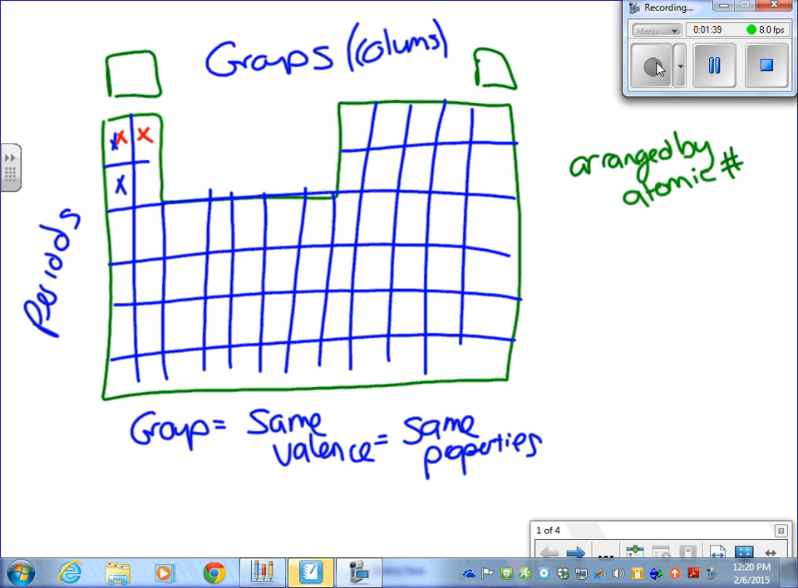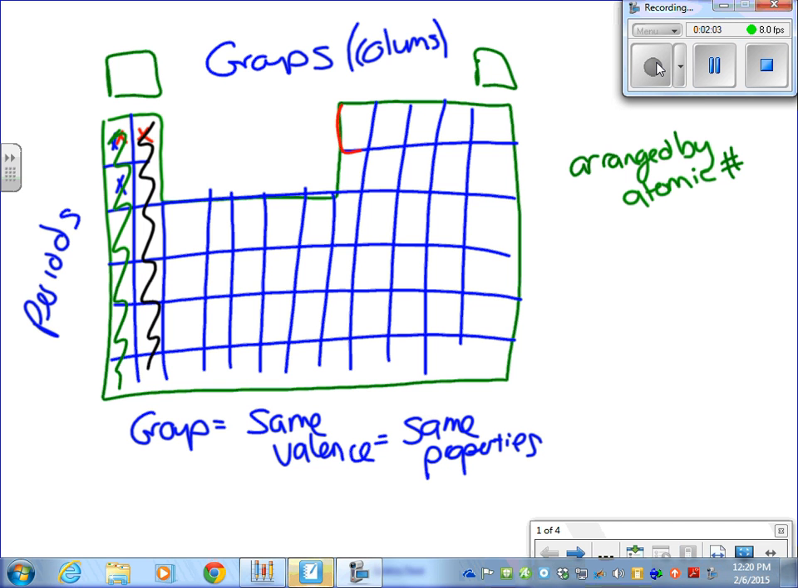Now, you need to know what each group is. Most of the groups are named. This group right here is your alkali metals. The group next to it is your alkaline earth metals. They're both so reactive that you don't find them unreacted naturally on Earth. They're both very reactive and they're both metals.